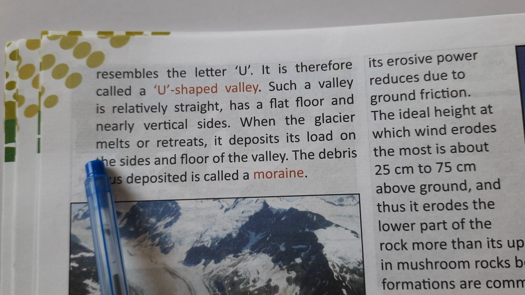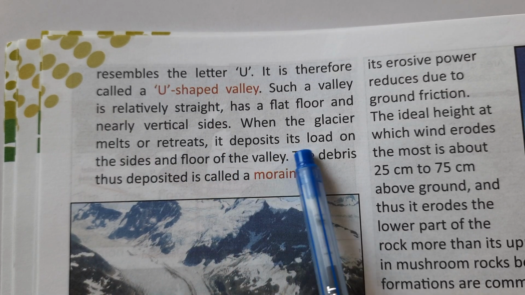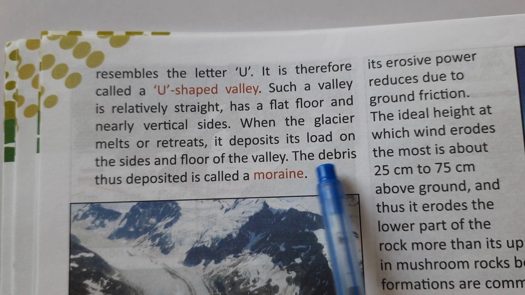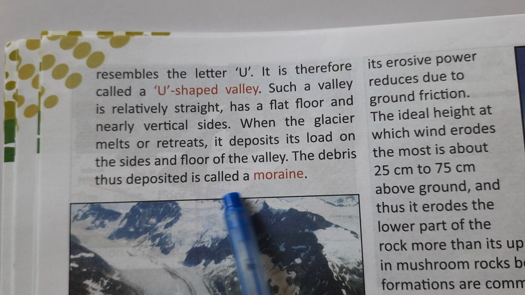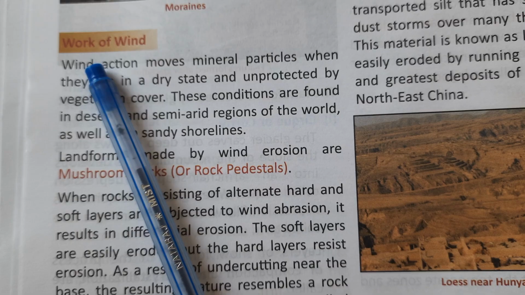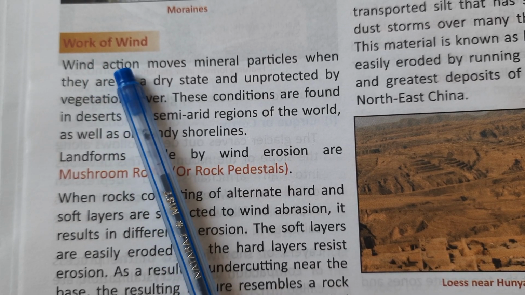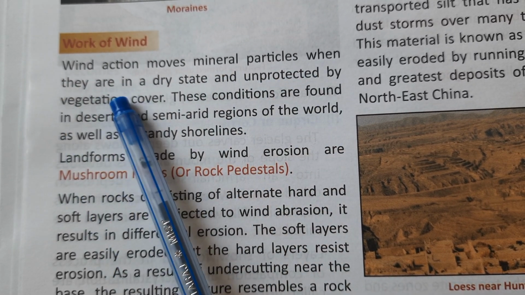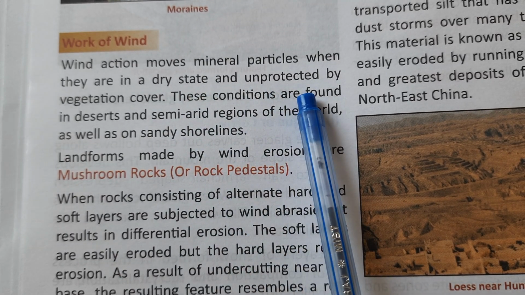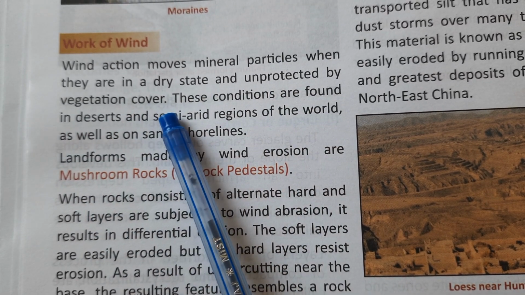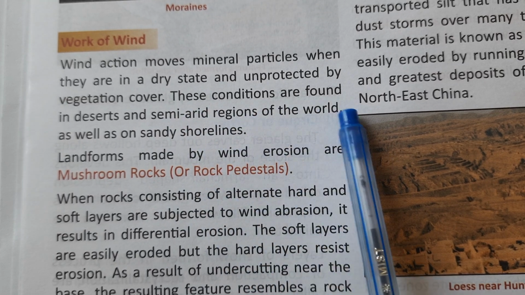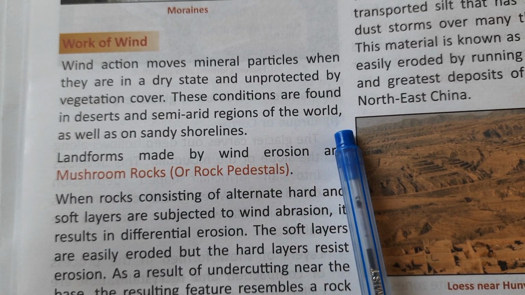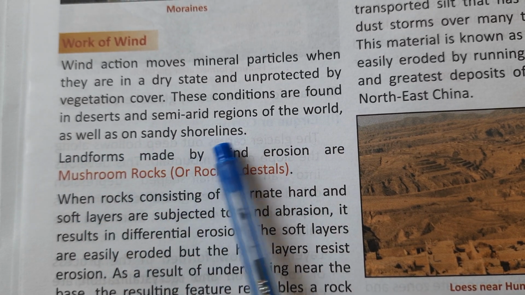When the glacier melts or retreats, it deposits its load on the sides and floor of the valley. The debris thus deposited is called a moraine. Work of wind. Wind action moves mineral particles when they are in a dry state and unprotected by vegetation cover. These conditions are found in deserts and semi-arid regions of the world as well as on sandy shorelines.